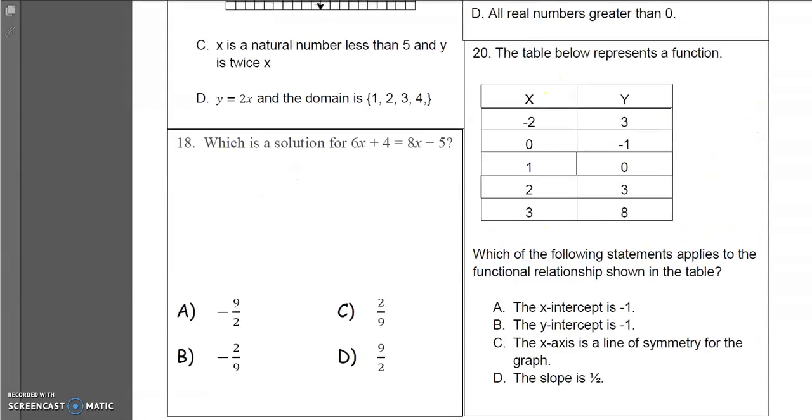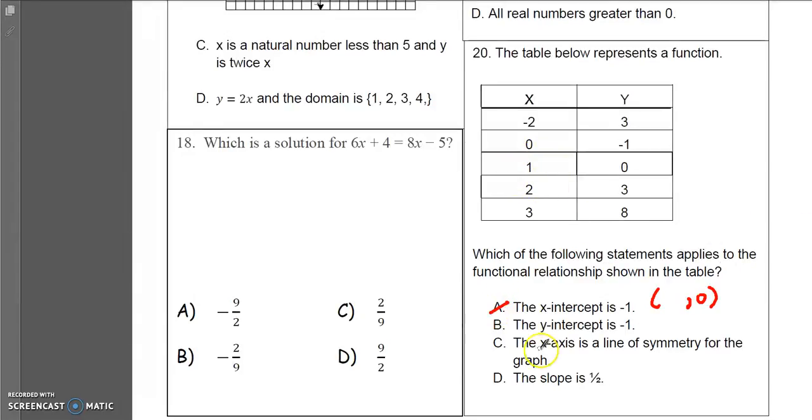And number 20 is the last one. It says the table below represents a function. Which of the following statements applies to the functional relationship shown in the table? So the first one says the x-intercept is -1. Well, remember, the x-intercept is going to be whatever my x value is, comma 0. So if I look down my y, here's 0. Is my x right here a -1? No, it's not. So A is not it.